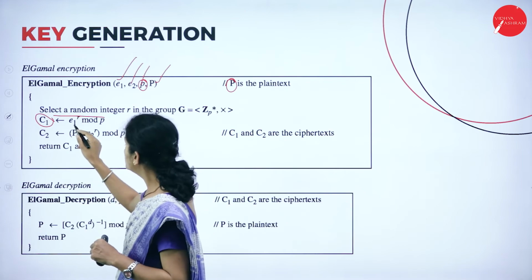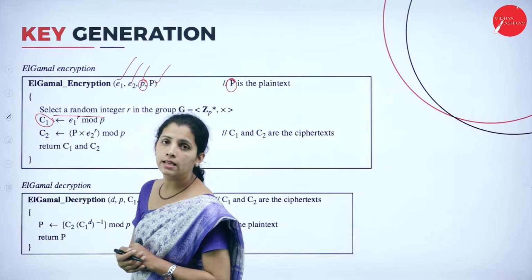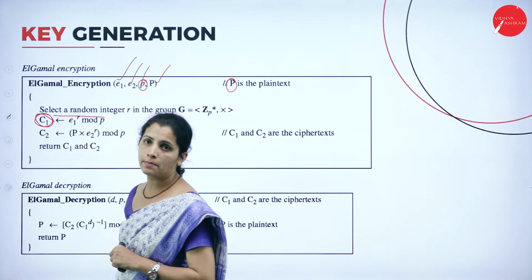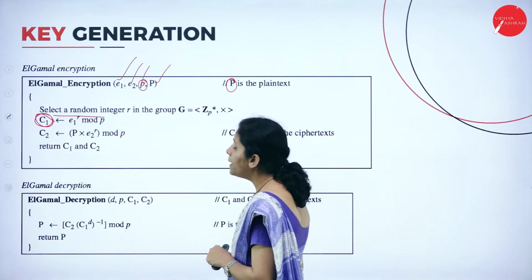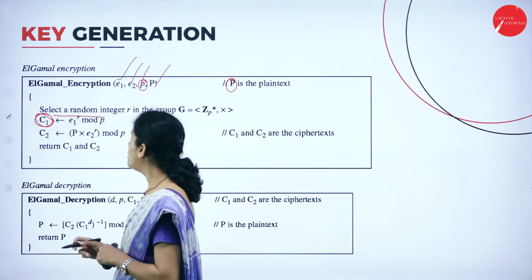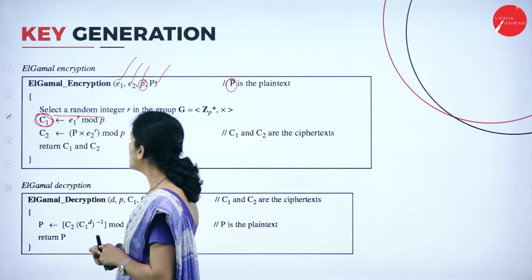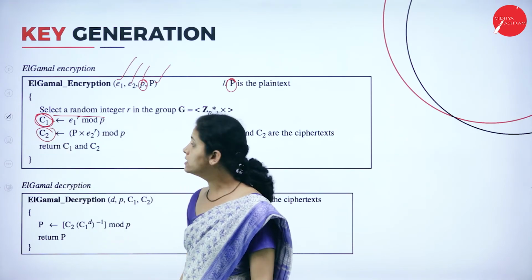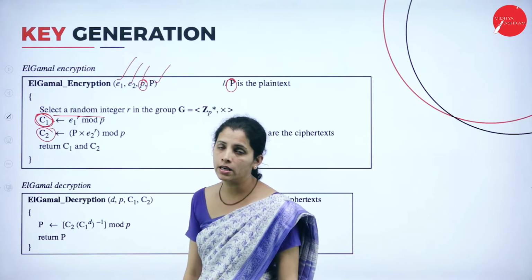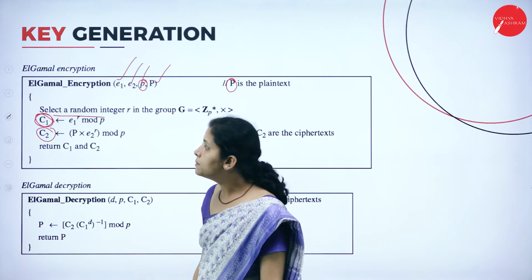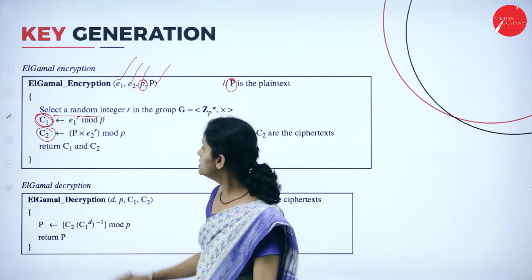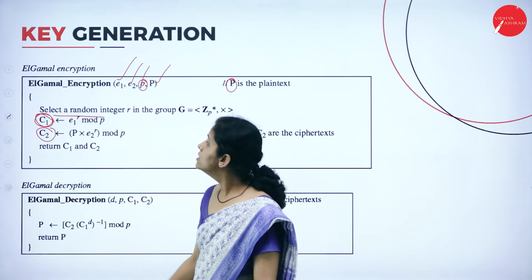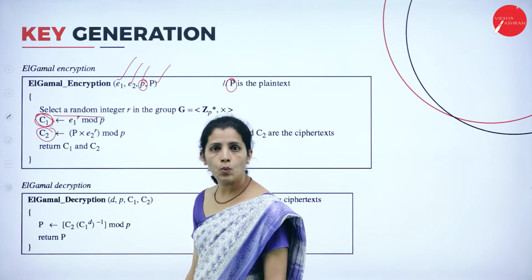So here E1 to the power R, where R is the random number, mod P. So I'm going to get my ciphertext 1. And plain text into E2 to the power R mod P, I'm going to get my second ciphertext, and this is the return value. So what are the return values of the ELGAMAL crypto system? That is C1 and C2. This is the ELGAMAL encryption algorithm's return value.